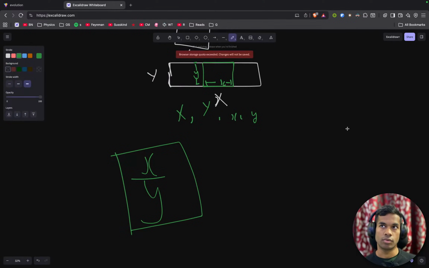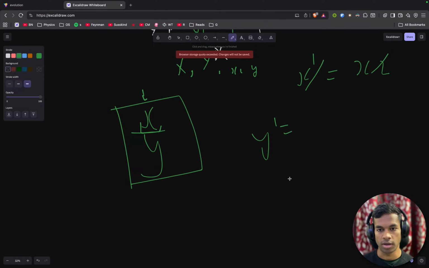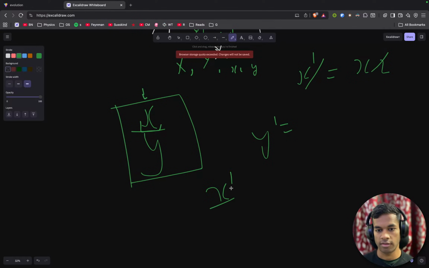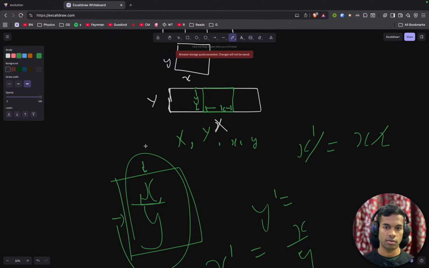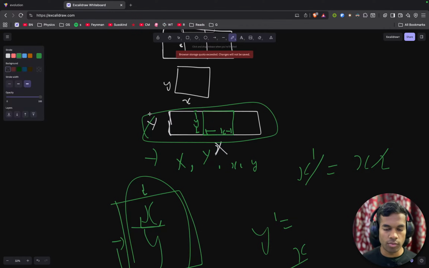If we decide to shrink all of the x points by, let's say, half, so x dash becomes x by 2, then y dash would become... x dash by y dash should remain the same, should be equal to x by y. So y should also be shrunk by the same amount. Okay, makes sense. The amount should be the same, to maintain the aspect ratio.